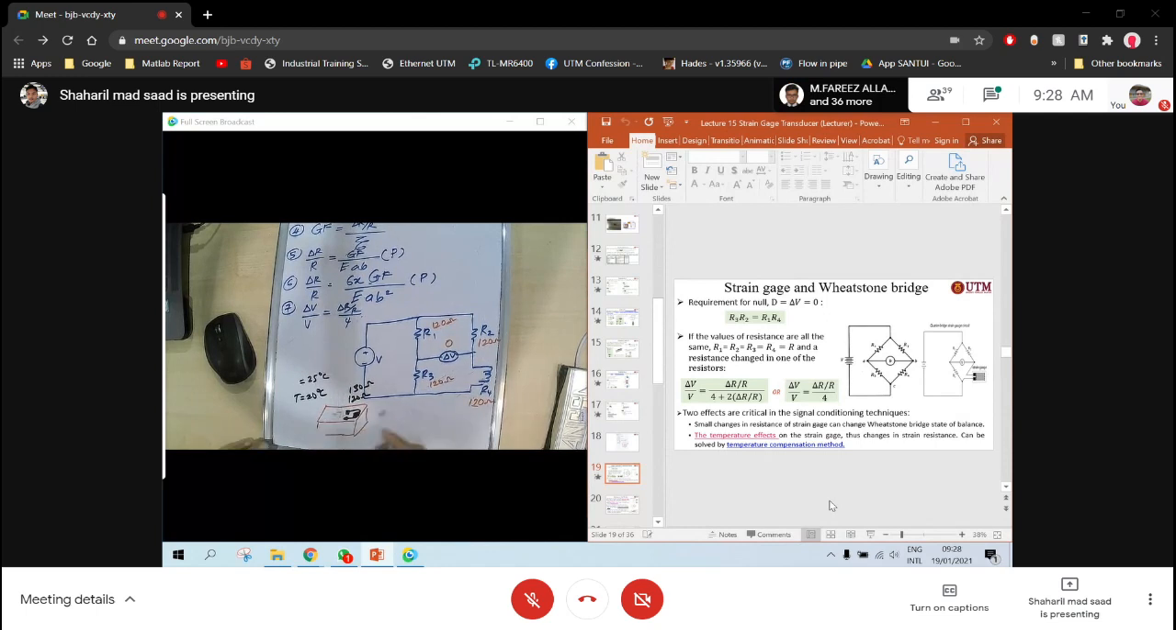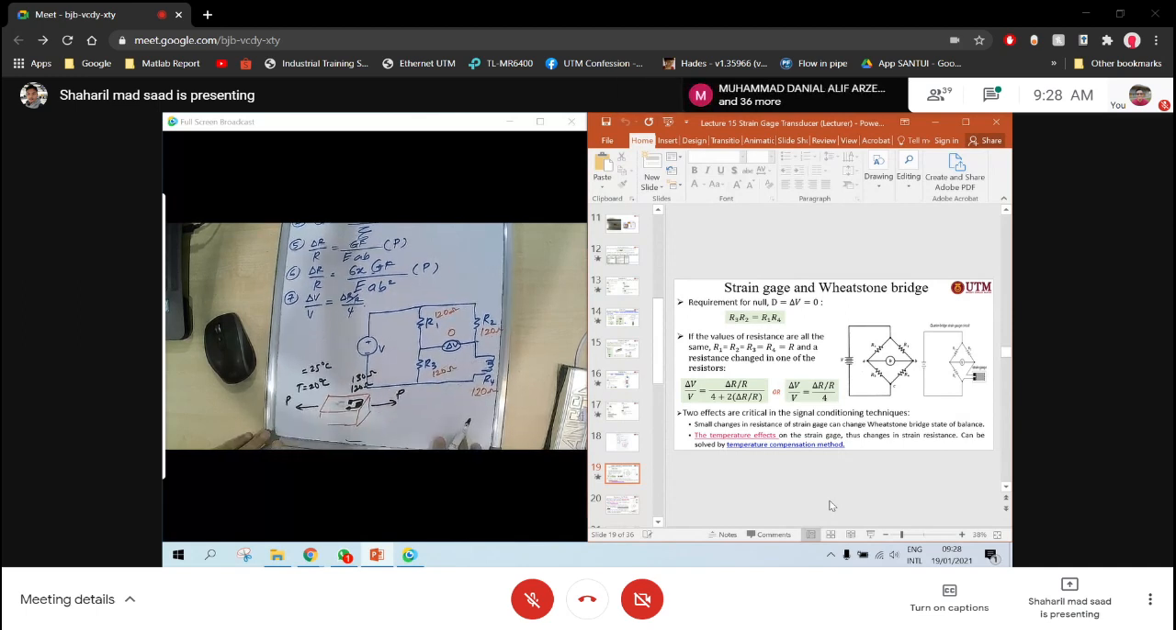Let's say this is when you apply your force, P. Before that, when there is a temperature change, 25 degrees, this value will also change from 120 to 130. That means your delta V is not null anymore. It's not balanced anymore.